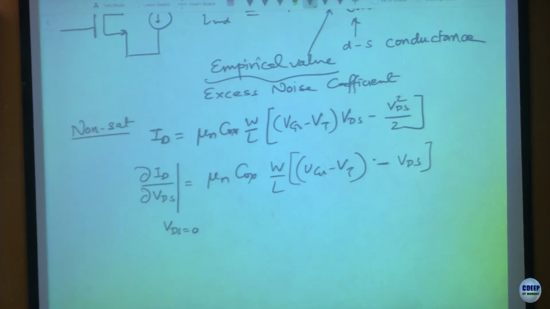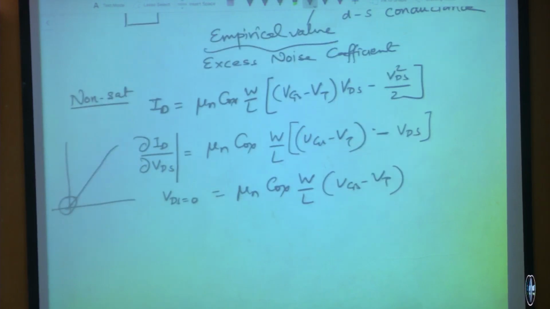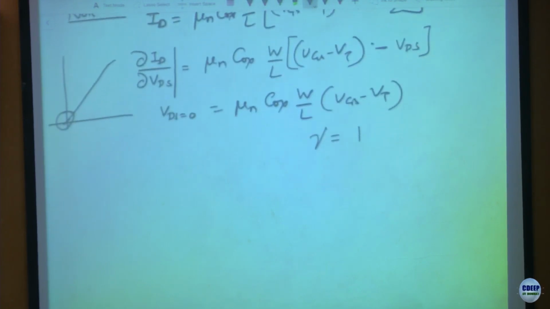If you draw the transfer characteristics, you're looking for this slope over here. Got it? So in this particular case, if we substitute VDS equal to 0, this will become mu n C aux W by L (VGS minus VT), all right? And you can substitute that in our original equation. This is during the triode region, or the non-saturation region of operation. The excess noise coefficient for the non-saturation region is equal to 1, because it just looks like a resistance at that point. Okay, clear? Now let's look at the saturation region.